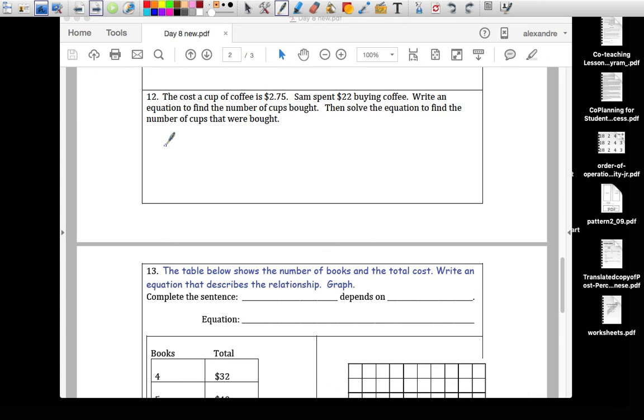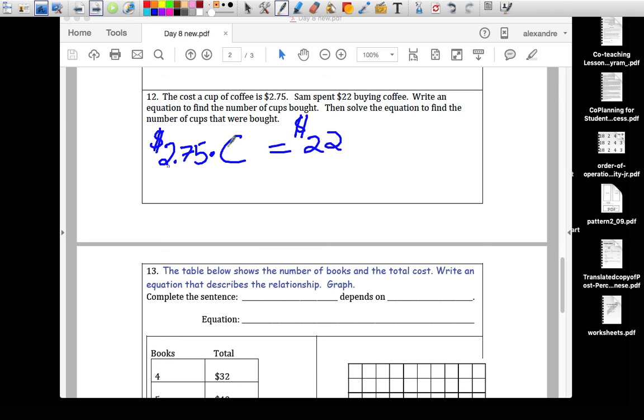You could write an equation 2 ways. I know that $2.75 is a cup of coffee, right? How many did I buy? I don't know. So 2.75, which is the cost, multiplied by the number of cups of coffee, which I don't know, and I'll call it C, because those are the cups of coffee. 2.75 times the number of cups will give me my total, which is 22. So there is your equation.